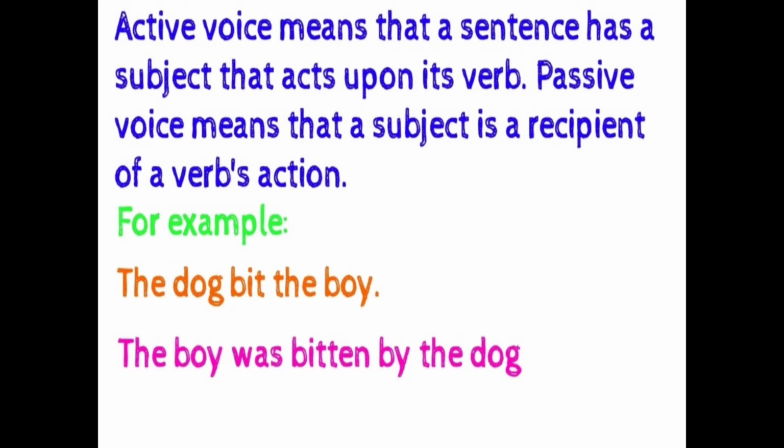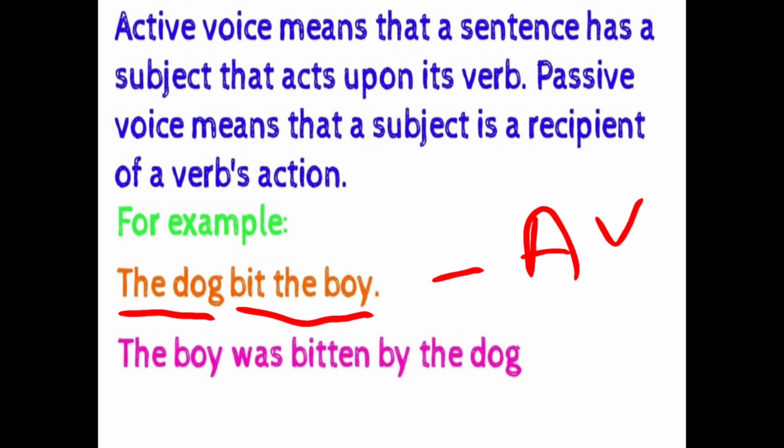Okay, so this sentence is an active voice. Why? Because the subject, the dog, is doing the action. Okay, the dog is biting the boy, isn't it? That means the dog is doing the action. The dog is the subject, so here the subject is doing the action, so it is an active voice.